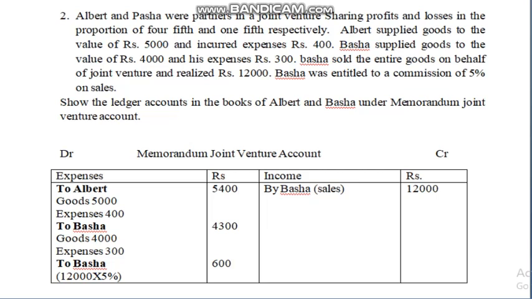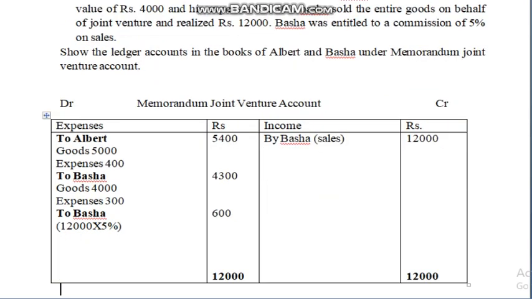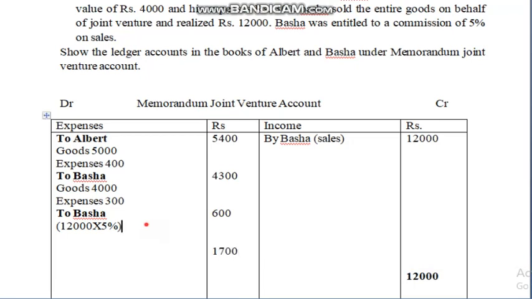Now balance the memorandum joint venture account to calculate profit or loss. So here the credit side is more than the debit side. The total balance is 12,000 rupees on both sides, but there is a shortage of 1,700 on the debit side. So this will be considered as profit. If the credit side is more than the debit side, that results in profit. So to profit on joint venture, in bracket you can write balancing figure.